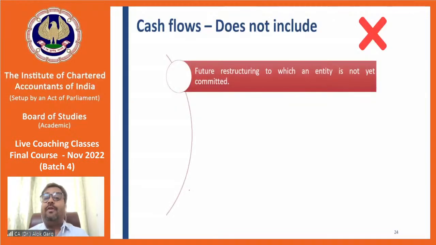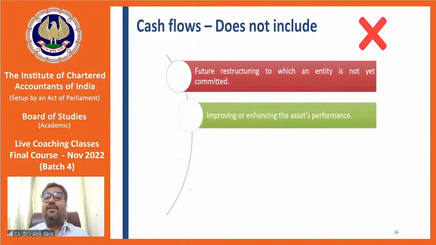What is not included? Future restructuring to which an entity is not yet committed. The entity is saying, after 5 years I will do the future restructuring and I will have cost savings in future, so my cash flow will be higher after 5 years. Answer is no. If the future restructuring is only a plan and not yet committed, those cash flows due to future restructuring are not to be taken into consideration, right?